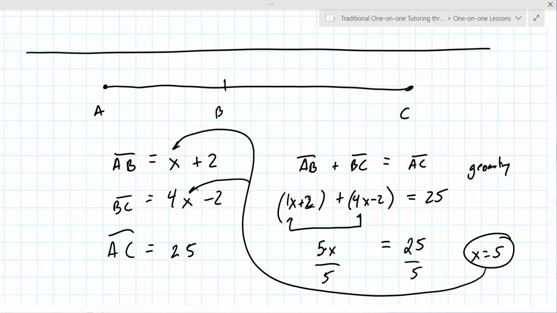So wait, why is there a 4x? It needs to be replaced, right? Right. So it's like 5 plus 2 is AB, which is 7. And then 4 times 5 minus 2 is 18. Is that okay? All right. Yeah. Great.